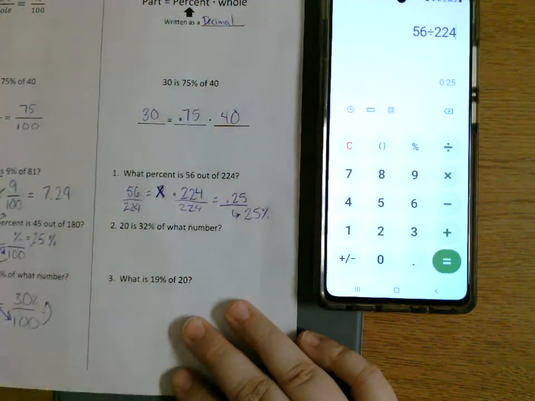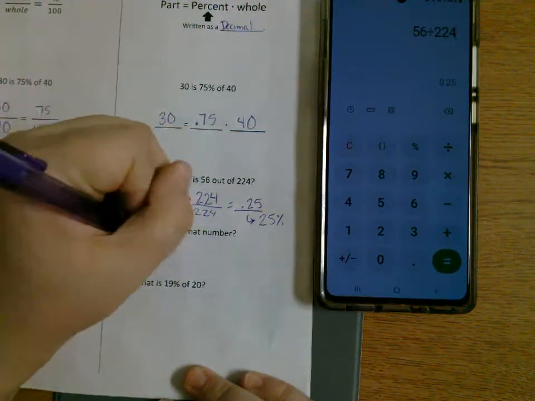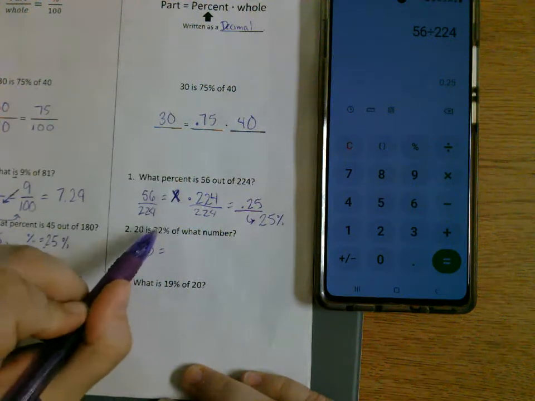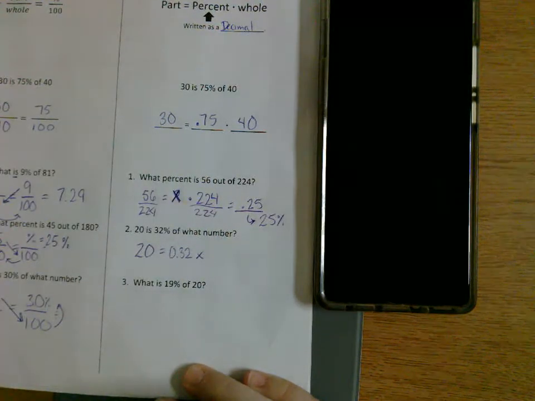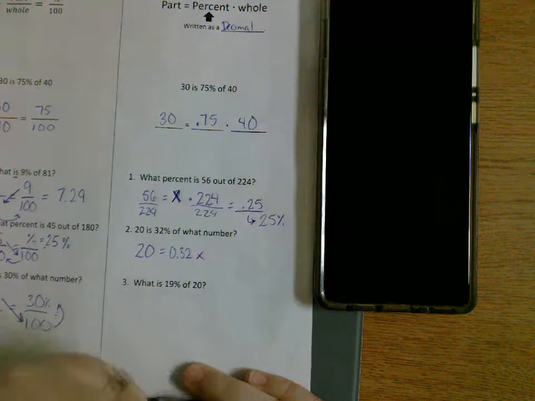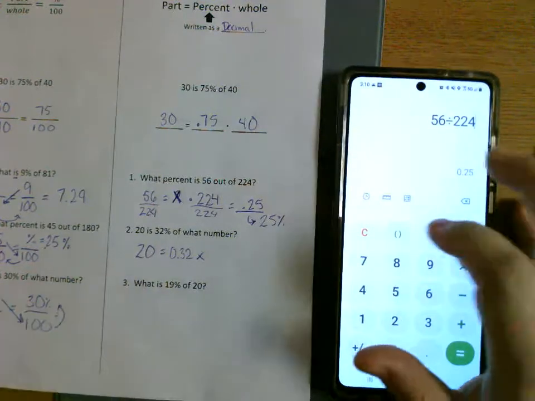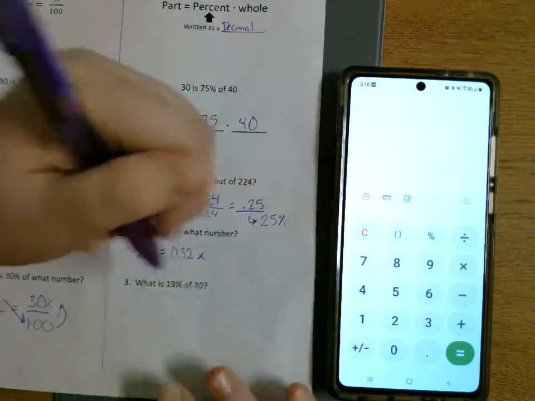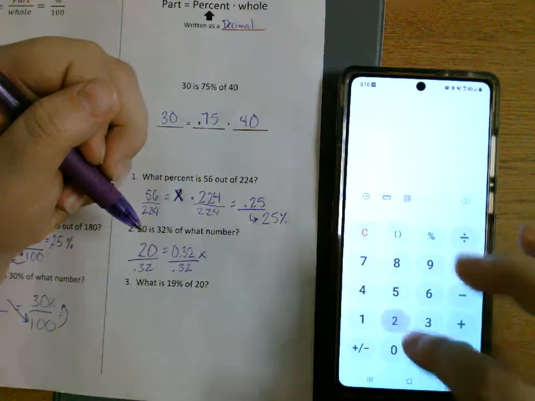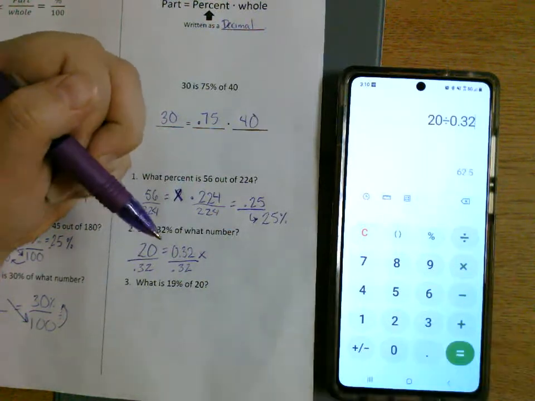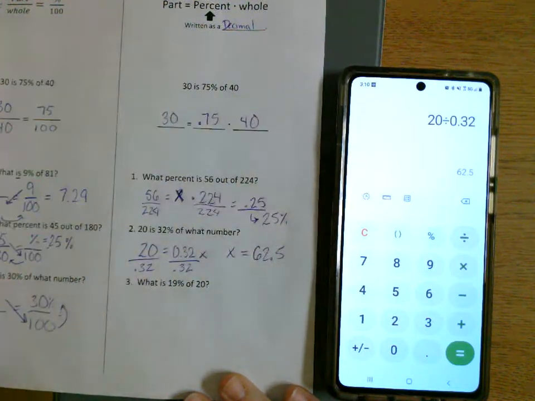This turns into that. All right, 20 is 32% of what number? We need 32% as a decimal multiplied by what we don't know, which is the of, or our whole. So we have 20 and we have 0.32x. In order to solve this, we divide by what we've got. So 20 divided by 0.32 gives us what x is, which is 62.5.